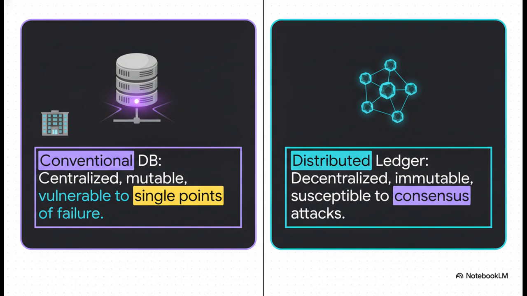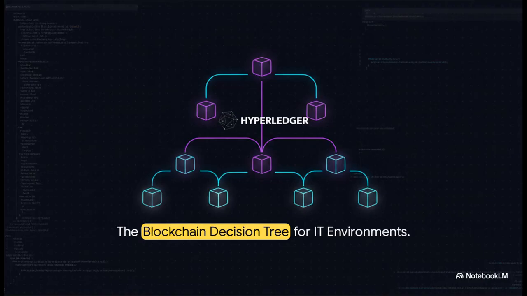But, and this is a big but, that decentralized nature introduces entirely new threats, like consensus-driven attacks or bugs that are just permanently locked into the code. It is a massive paradigm shift. So when you're evaluating this tech, the absolute first question you need to ask your team is this: do we actually need a shared, consistent data store? Because if the answer is no, you simply don't need a blockchain.